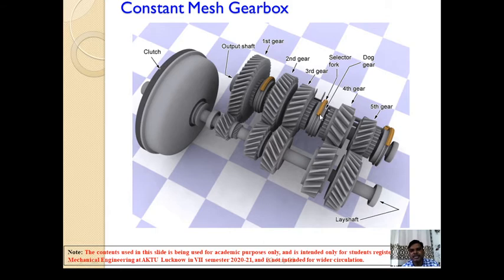So these dog sleeves are fitted over the splines of the output shaft. Whenever the dog sleeve rotates, the output shaft will also rotate, and all gears fitted on the output shaft are floated over a bearing. So they are not directly fitted over the main shaft or output shaft, but rather the gears are fitted over the bearings.